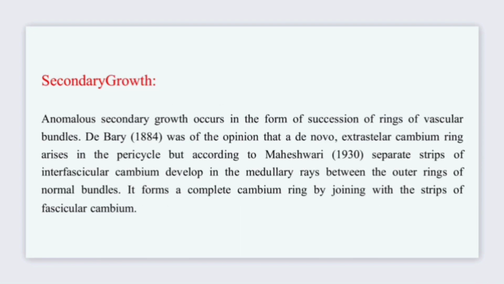Secondary growth. Anomalous secondary growth occurs in the form of succession of rings of vascular bundles. De Bary, 1884, was of the opinion that a de novo extrastelar cambium ring arises in the pericycle, but according to Maheshwari, 1930, separate strips of interfascicular cambium develop in the medullary rays between the outer rings of normal bundles. It forms a complete cambium ring by joining with the strips of fascicular cambium.